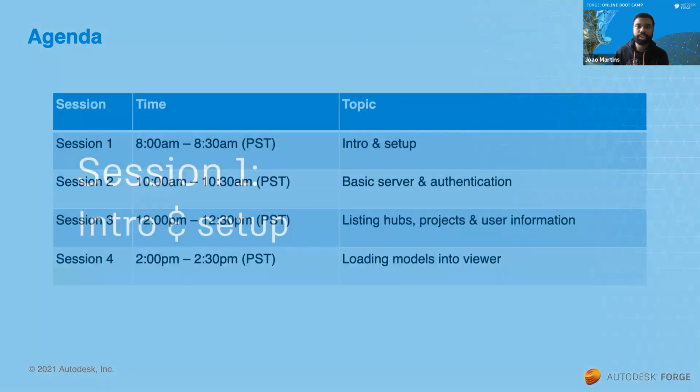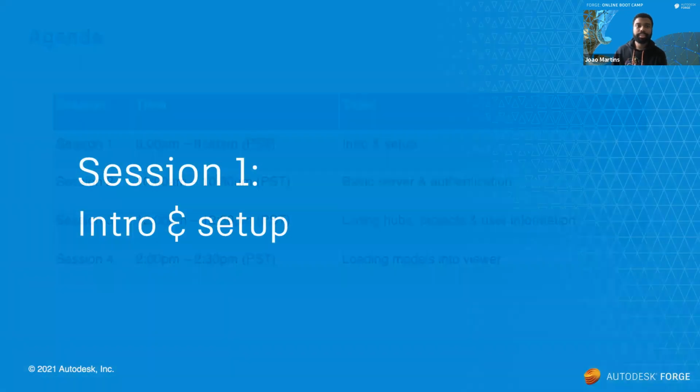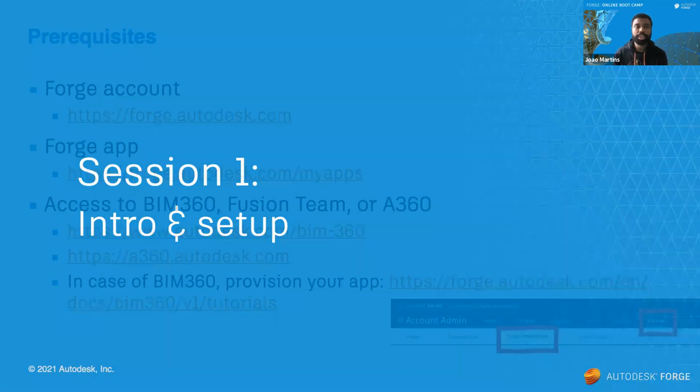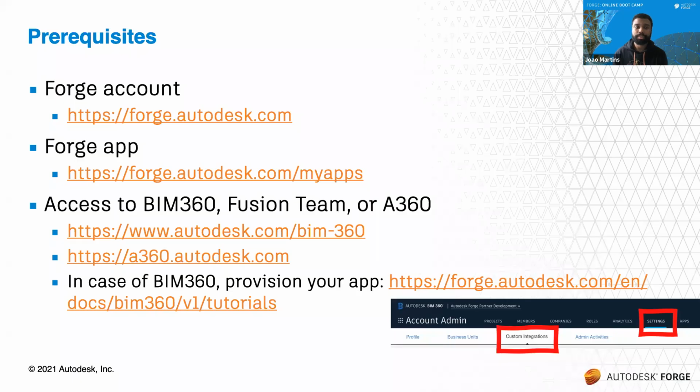So let's start with session 1. As a first step, we are going to need a Forge account and a Forge application. So I'm going to show in a few seconds how we can do that. And also, in this case, we are going to need access to one of these 3 options here. Or if you have access to all of these platforms, you can add your application on all of them. In my case, I'm going to add it on a BIM 360 hub, all right? And later on, we are going to have access to this hub containing all of the projects that my user has visibility to.